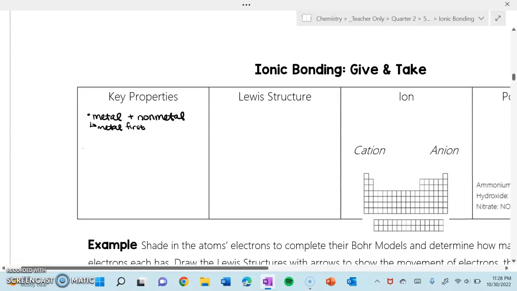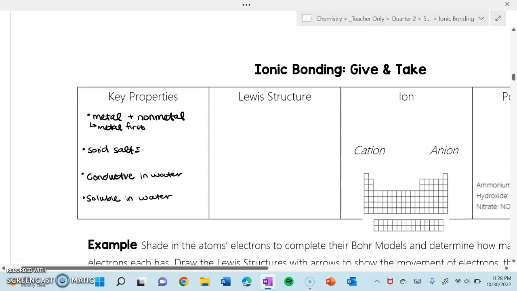Other key properties of ionic compounds is that they are solid at room temperature, and we call them salts. So they are solid salts with a high melting and boiling point. They are conductive in water, which means that they will conduct electricity and heat when they are dissolved in water. So they are conductive. And they are also soluble. They will dissolve in water.